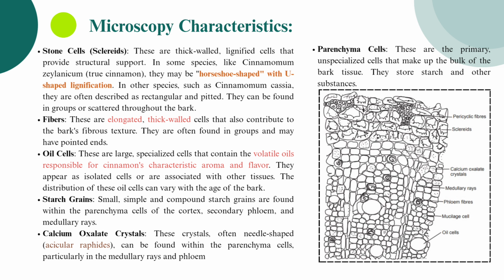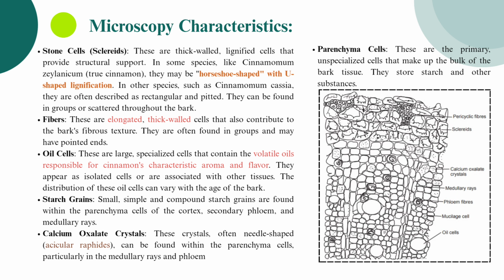Microscopic characteristics: stone cells, sclereids. These are thick-walled lignified cells that provide structural support. In some species, like Cinnamomum zeylanicum or true cinnamon, they may be horseshoe-shaped with U-shaped lignification. In other species, such as Cinnamomum cassia, they are often described as rectangular and thick. They can be found in groups or scattered throughout the bark.